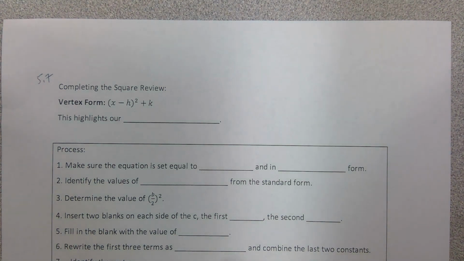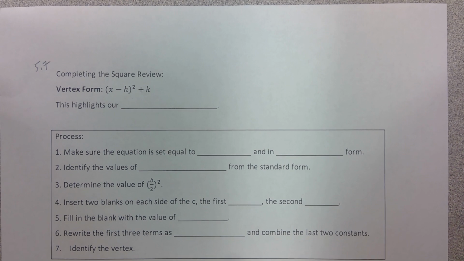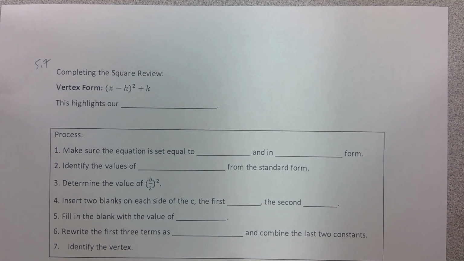Hey y'all, welcome back. So today we're doing our 5.7 notes. We're going to be talking about completing the square. We're going to do a quick review on that, look through the process, and then we're also going to combine it with solving by square roots. So just like in the last video, we are taking factoring and then solving from factored form, putting them together. We're doing the same thing today, but we're talking about vertex form.